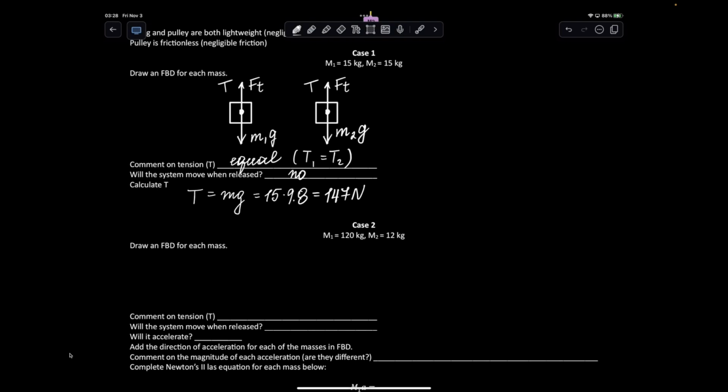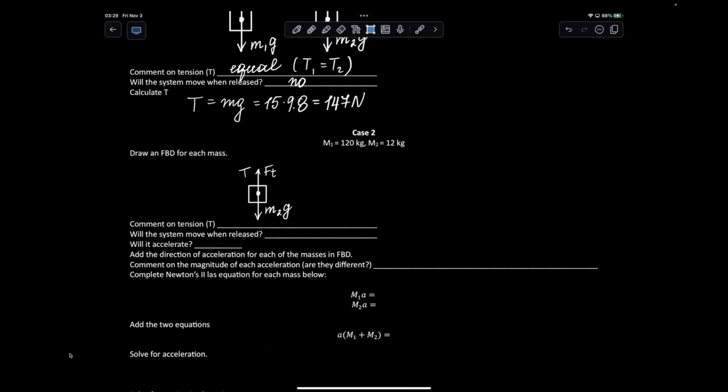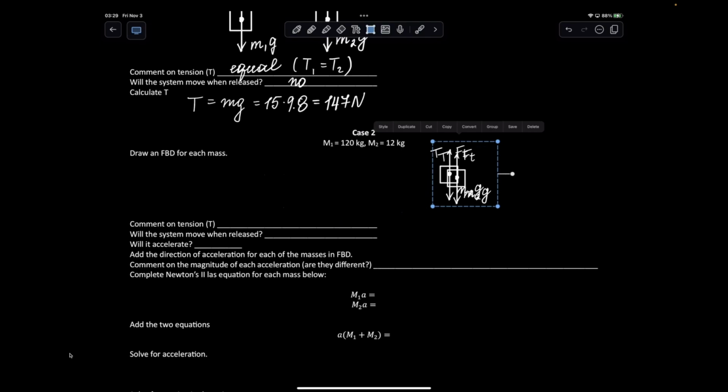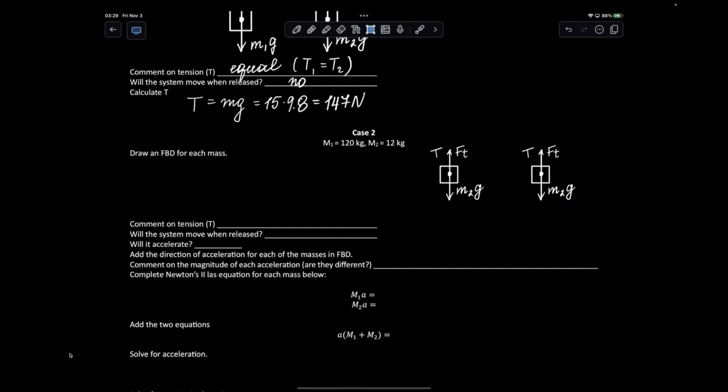When we move on to case number 2, what changes is now one of the objects is 10 times more massive than the other. I'm going to duplicate this real quick. The important thing to realize is that force of tension is going to be equal even now. What I mean by that is the upward force, that is force of tension, is the same. However, as far as that force of tension relates to force of gravity, that will change. For the heavier mass, we will have a greater force of gravity than tension. For the lighter mass, it's going to be the other way around.